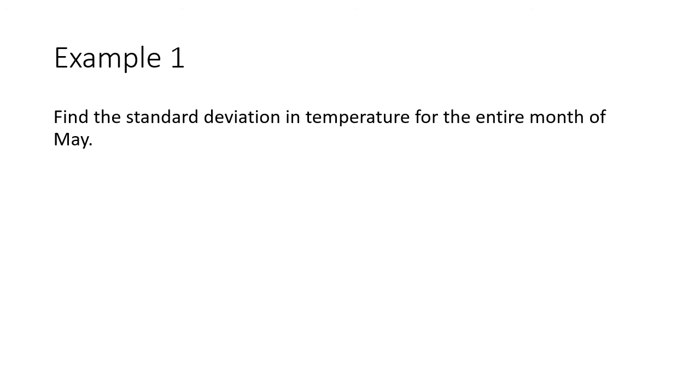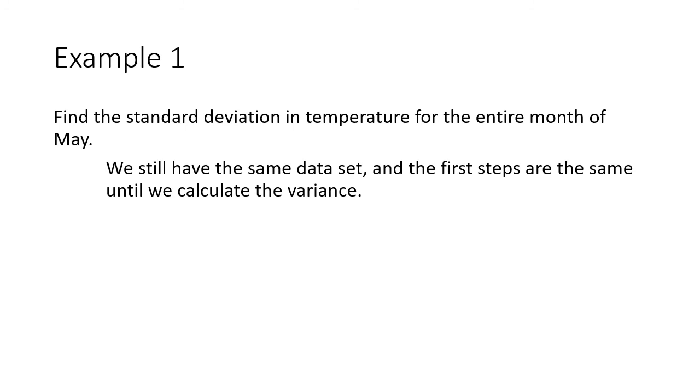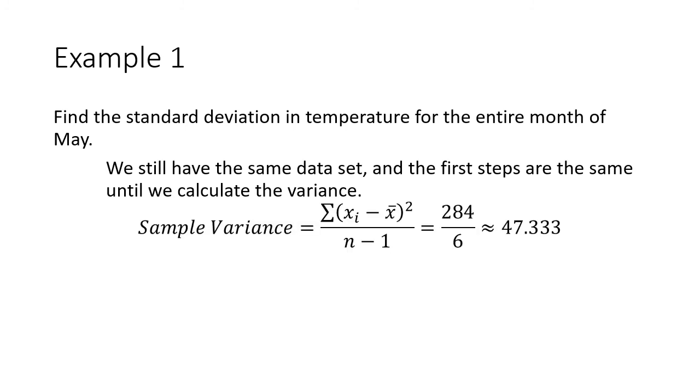So, going back to the example, let's say I wanted to find the standard deviation temperature for the entire month of May. Well, remember, it's the entire month, but I don't have the entire month's worth of data. I still would go through the same steps, the same way we did before to calculate the variance, up until we divided. I would still find those individual distances from the mean, square them, and sum them. I'm still getting that same value, again, 284. The only thing that changed now is I'm dividing by 6 instead of 7. And so that's going to give me approximately 47.33. So there's my sample variance.